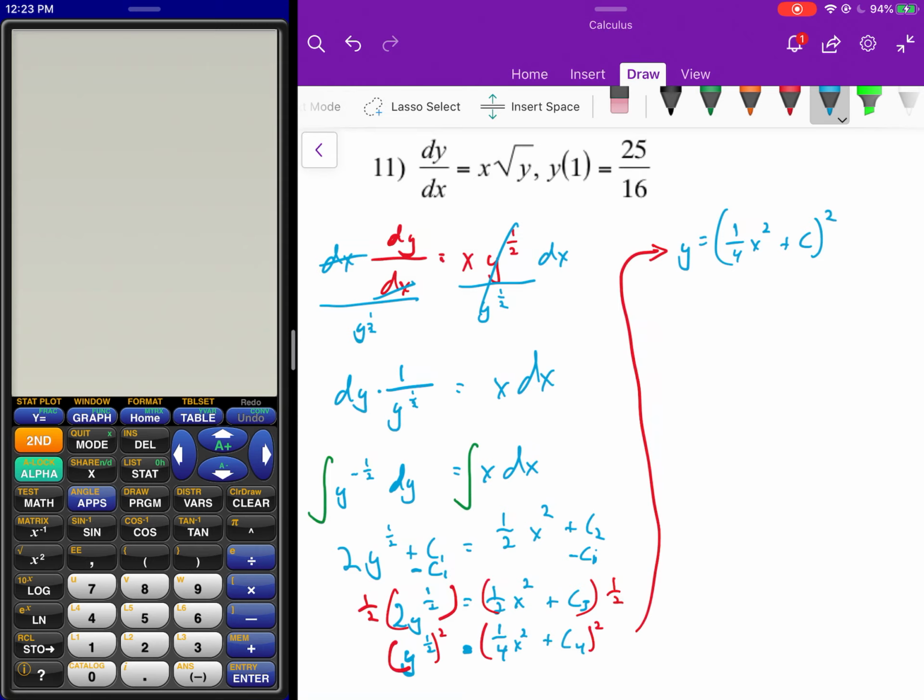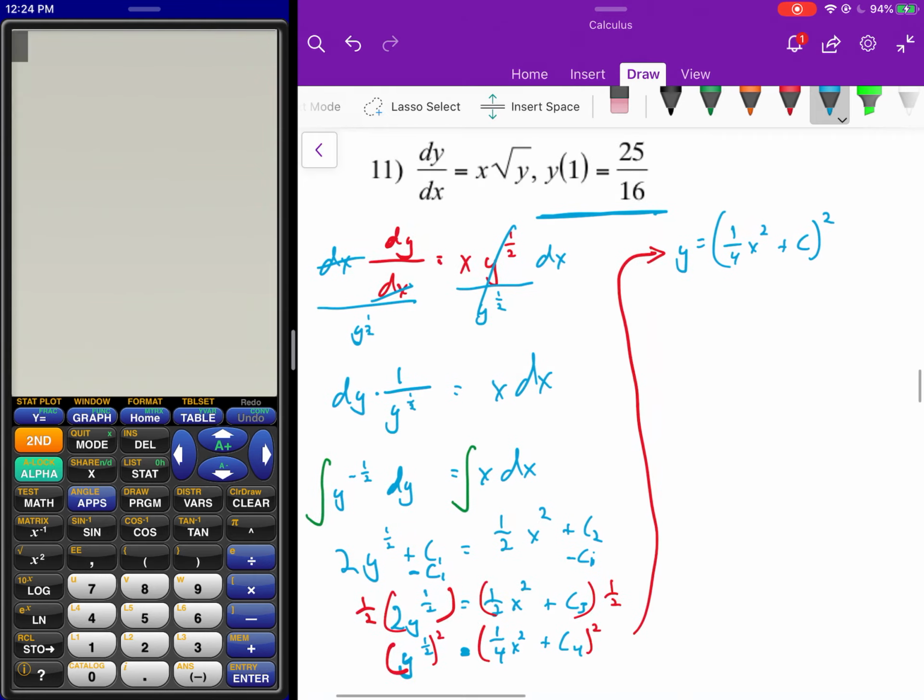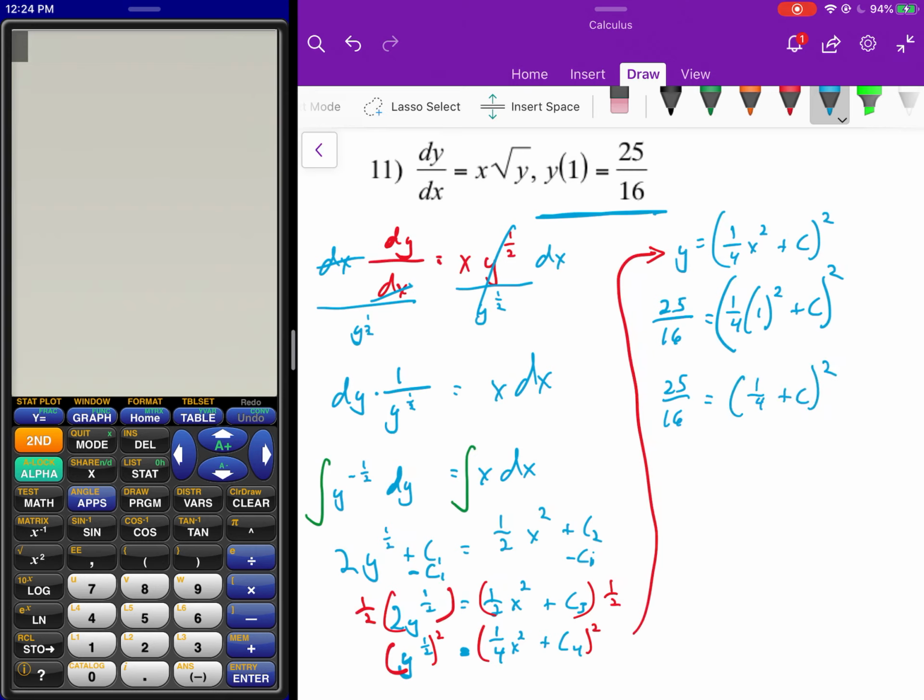Now we know that when we put 1 in for x, we will get 25/16. So 25/16 is going to be equal to 1/4 times 1 squared plus c, that whole thing squared. And we're going to find a c value so we can find this particular solution. So 25/16 equals, and let's go ahead and we got 1 squared is 1, so we got 1/4 plus c, that whole thing squared.